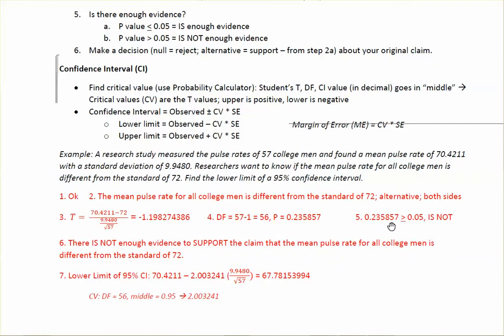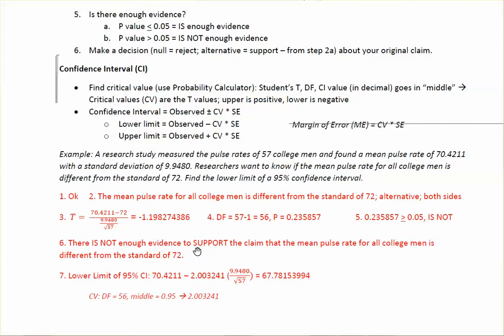So then we compare our p to 0.05, and 0.235857 is greater than or equal to 0.05, which makes this an is not. So when we put that back in to come up with our conclusion, there is not, and that's because of the p-value, enough evidence to support. We're supporting because this was an alternative, so we always support the alternative. So there's not enough evidence to support the claim that the mean pulse rate for all college men is different from the standard of 72.